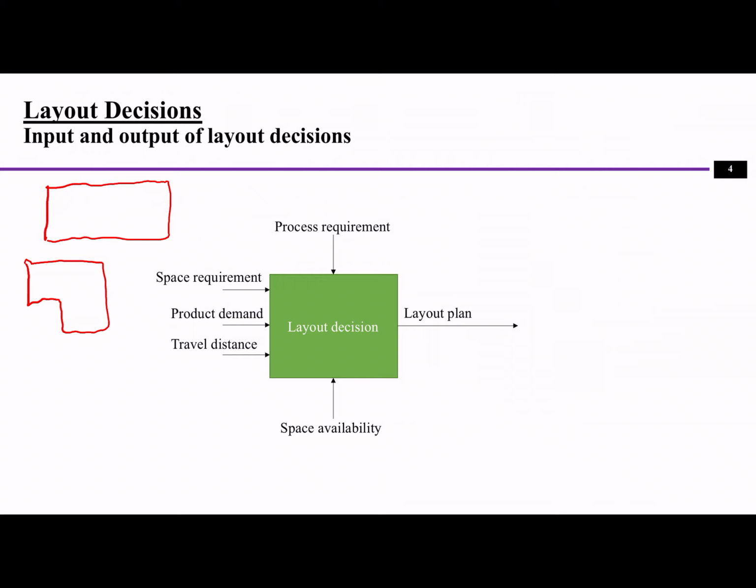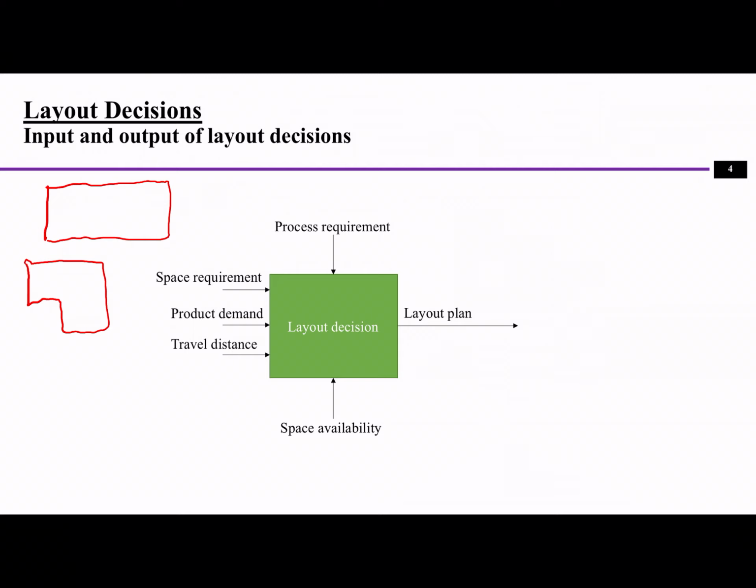And next one is the product demand. So when we are planning out the layout, we have to know what is the quantity or the capacity that we are designing this layout for. Because if we have a lot of materials, then we have to think about how much space is needed to store the material, as well as the travel distance.